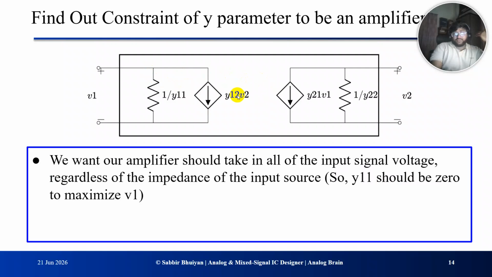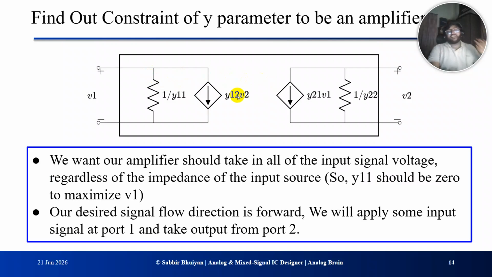So we are also fixing our intended signal flow direction. We apply the input at port 1, and we take output from port 2. Forward, left to right. That choice is what makes the next two constraints make sense.